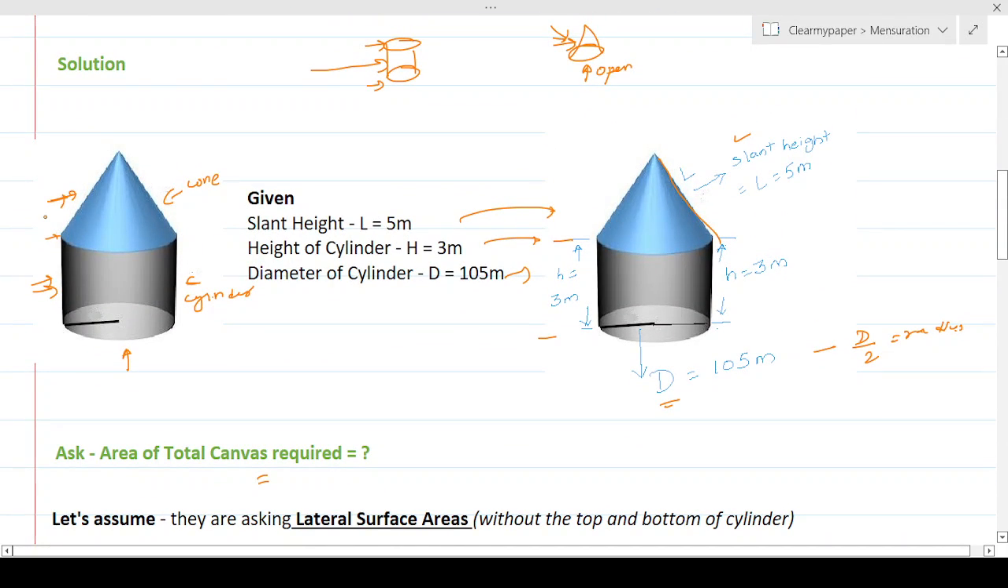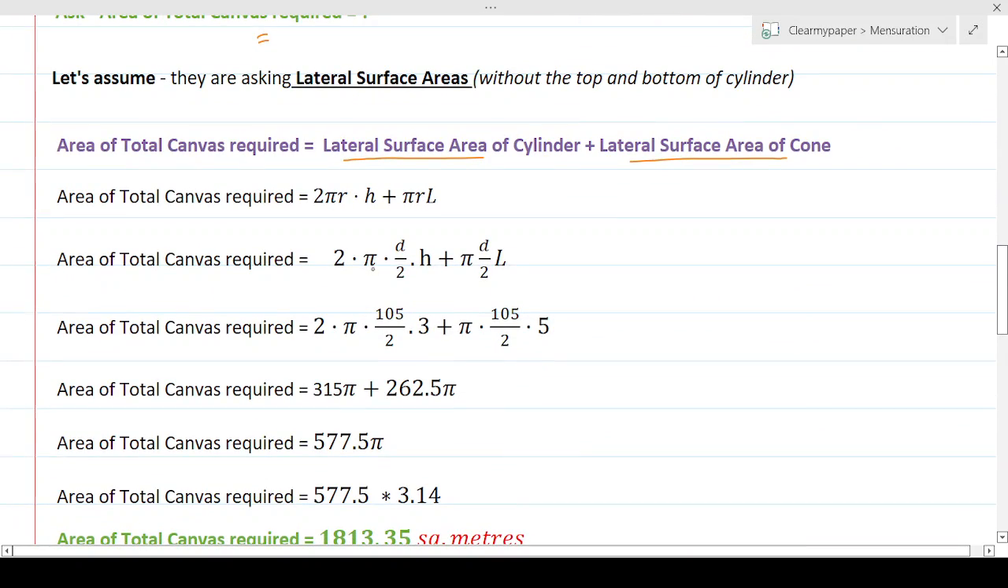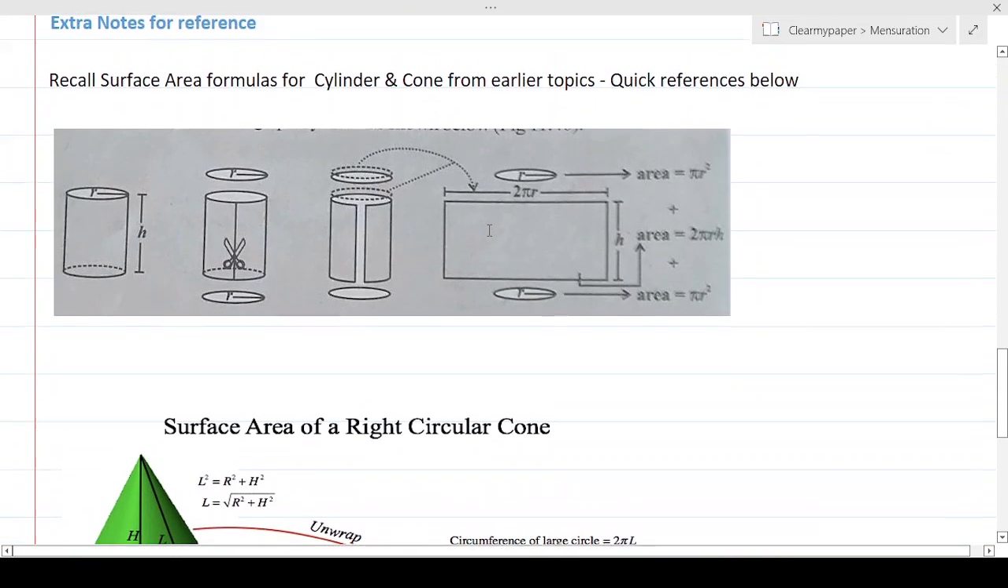We'll just consider the lateral part here. Okay, and if you recall, the lateral surface area of the cylinder is 2 pi r h, and for the cone is pi r l. If you don't recall, check out my other videos. But as a quick reference, always keep this in mind.